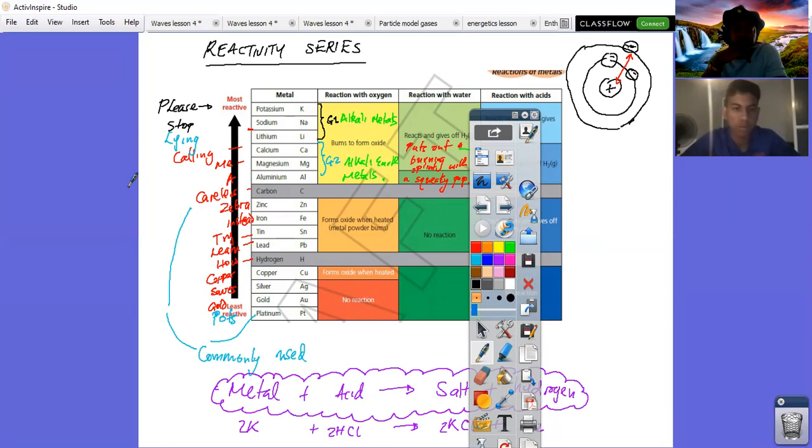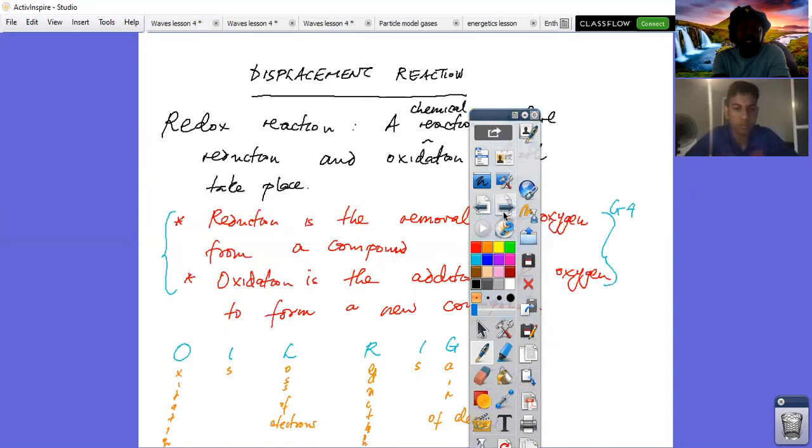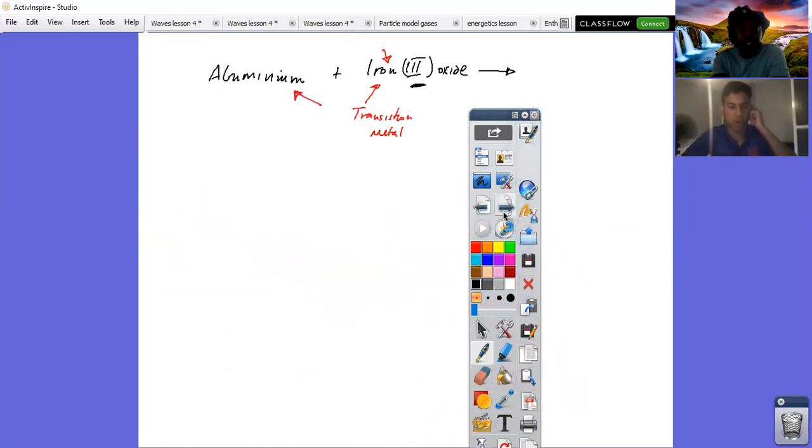So aluminium is more reactive. So what aluminium will do is it will displace the iron because it's more reactive. So it will kick away the iron. And so now what we get here is aluminium oxide and iron. Now, this is a common technique actually used when railway lines are being welded together.